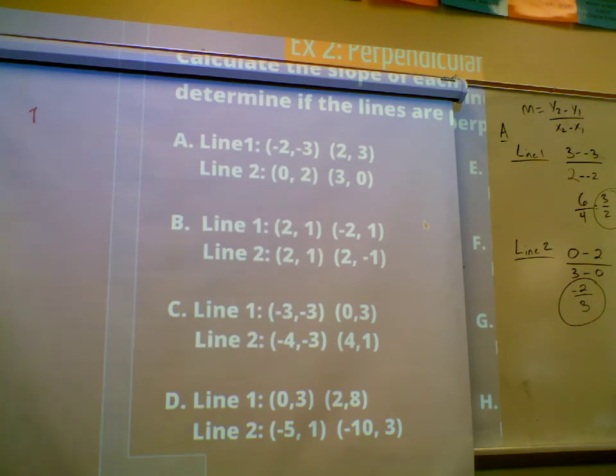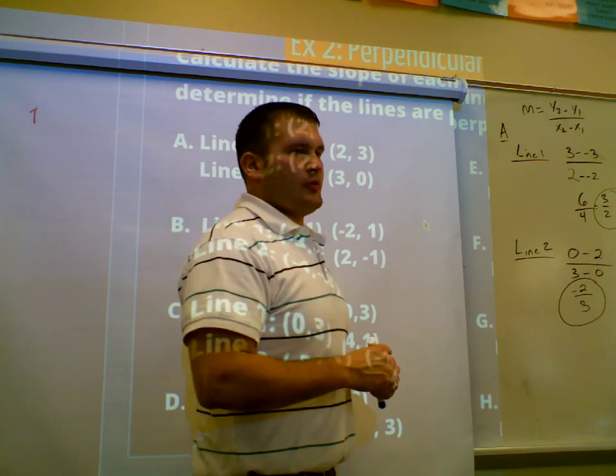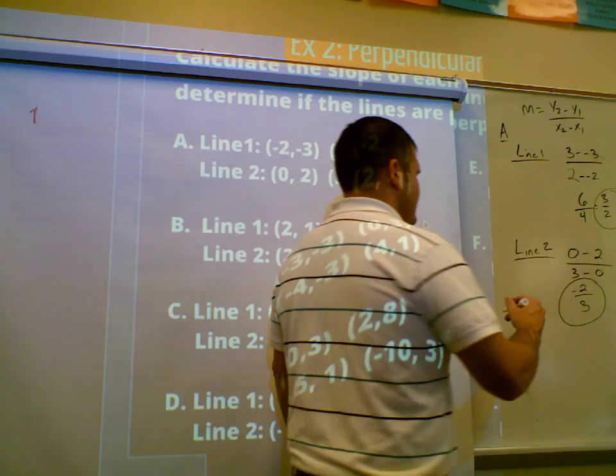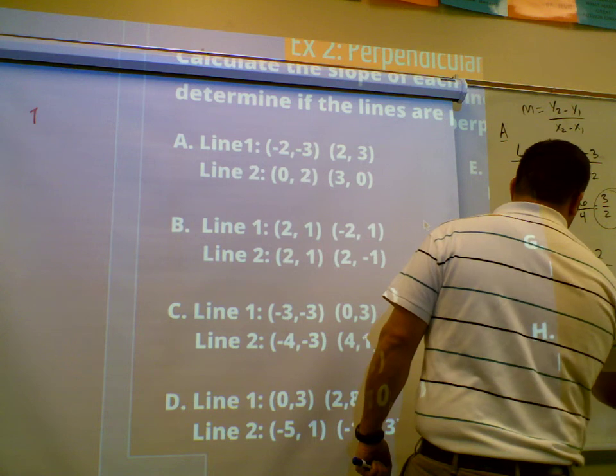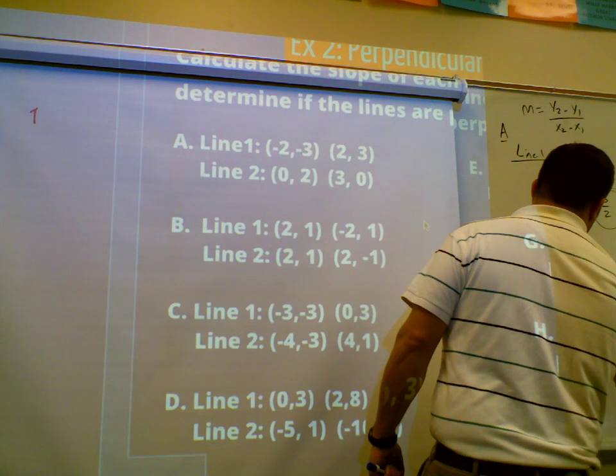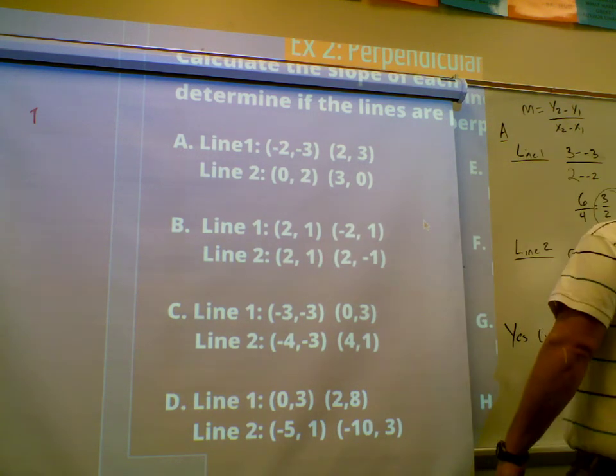Are those reciprocals? Yes. Are they negative reciprocals? Yes. I know they're negative reciprocals because one is positive and one is negative. If they're both the same sign, they're not negative reciprocals. They've got to be opposite signs. So are these lines perpendicular? Yes. Line 1 is perpendicular to line 2.